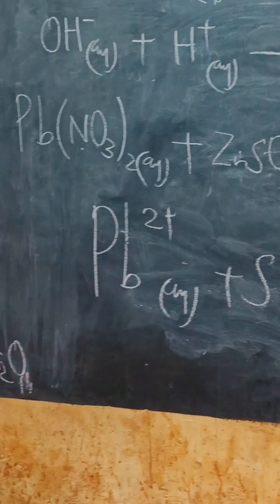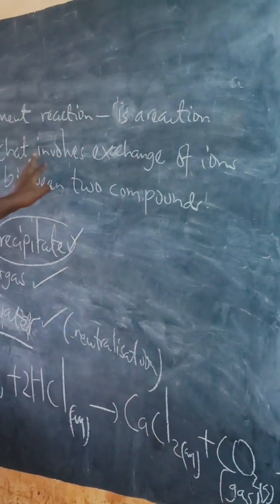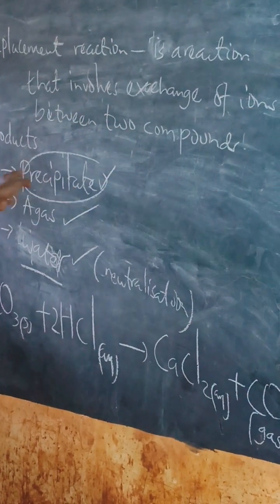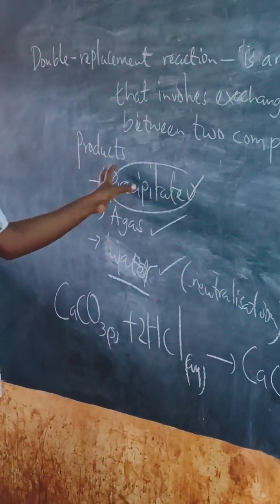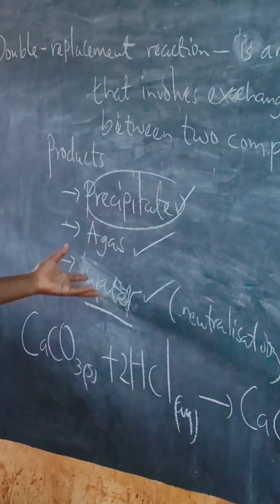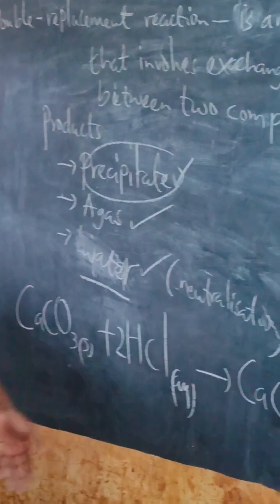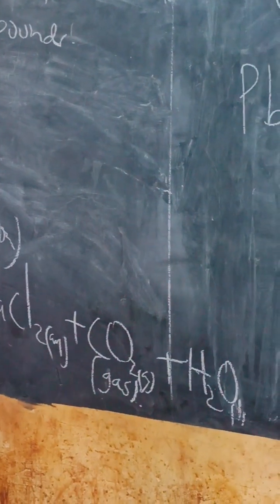What am I trying to say? A double replacement reaction is a reaction that involves exchange of ions between two compounds. So, characteristic of a double replacement, it can form a precipitate, it can form a gas, it can form water. For example, formation of a gas is when a carbonate reacts with an acid to form salt, carbon dioxide and water. Carbon dioxide is the gas.